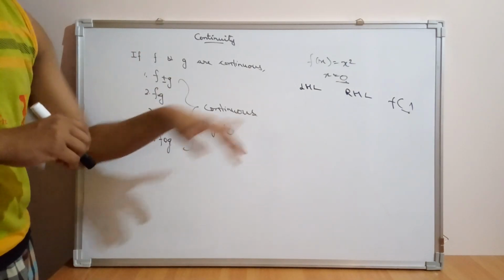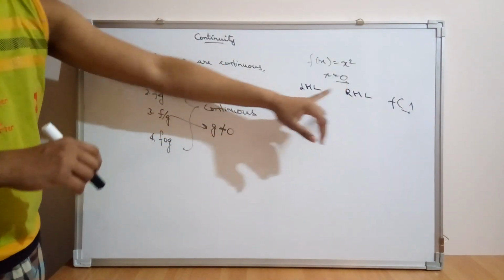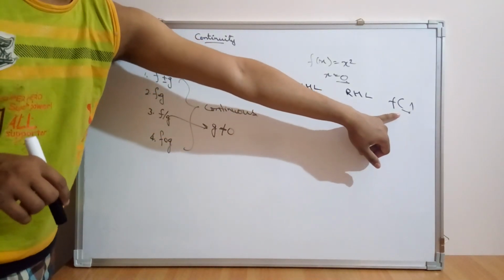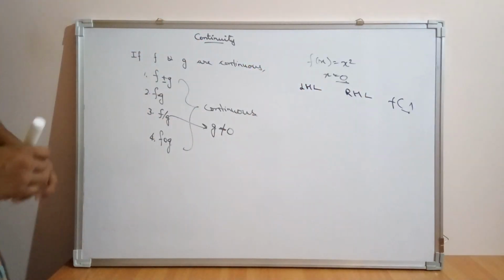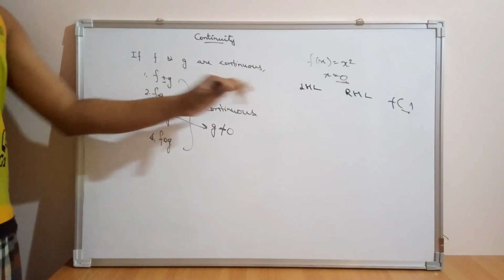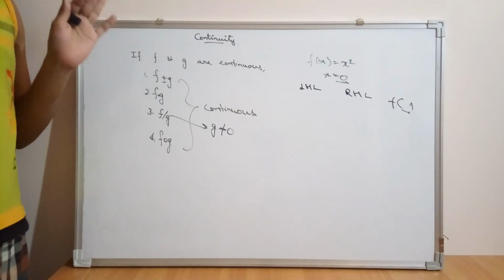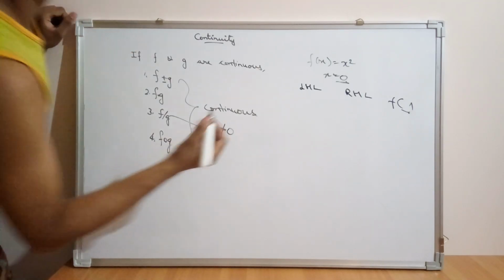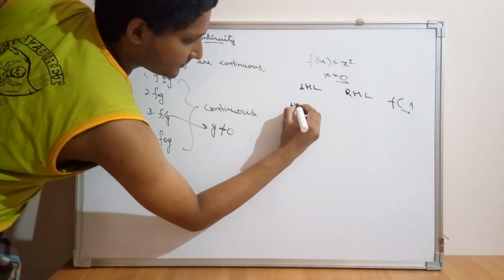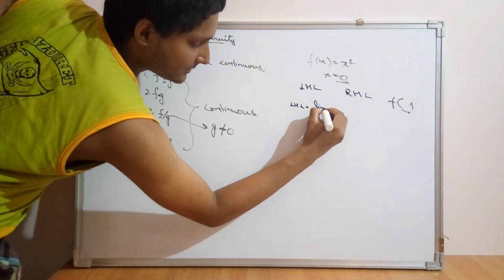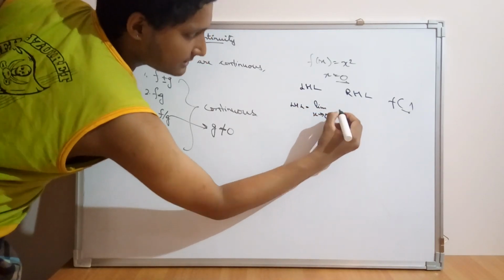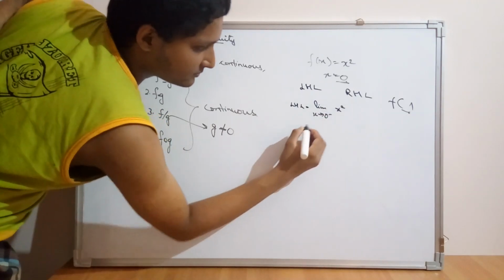So many times it comes to be the left hand, or any one of the hands, and this one, that is the function. So in this case we have to examine, that's why we need to find all the three and tell whether they are going to be equal or not. So we'll think about the left hand limit. Left hand limit is equal to limit x tending to 0 minus of x square.